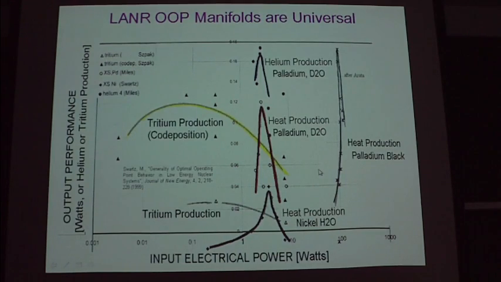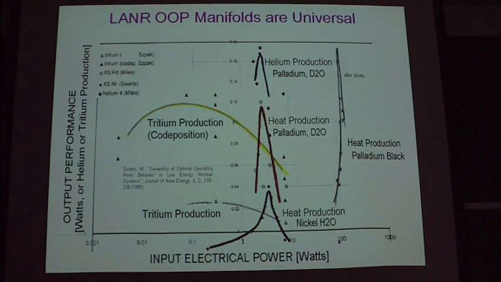Let's look at some data. Here is tritium production from Spock with co-deposition. Here's tritium production from Spock without co-deposition. This is the heat production from palladium and heavy water. This is helium production from palladium and heavy water. And this is from nickel. And this is from nanomaterials, but we'll come to that in a second.